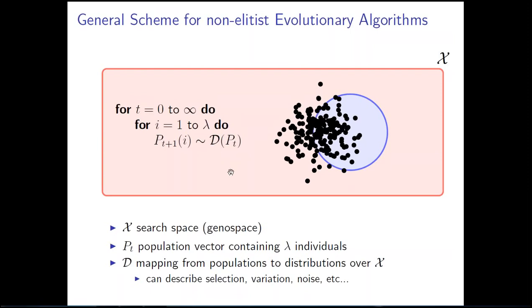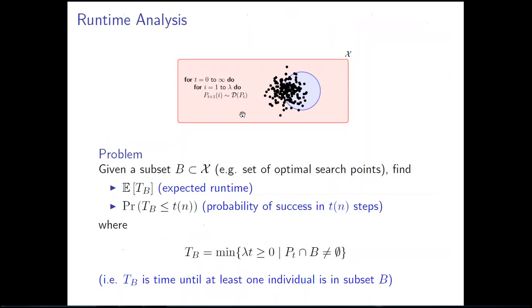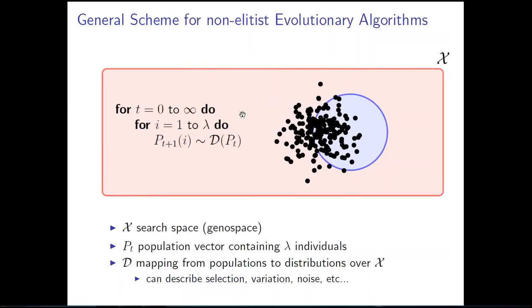So this operator is a mapping from a given population to a distribution over X, and we obtain the next population by sampling from this distribution. So in our first algorithm, this D operator is first selection and then variation. So we select an individual from our current population P_t, then we apply some variation, and we obtain the ith individual in the next population. And we do this lambda times to obtain the next population.